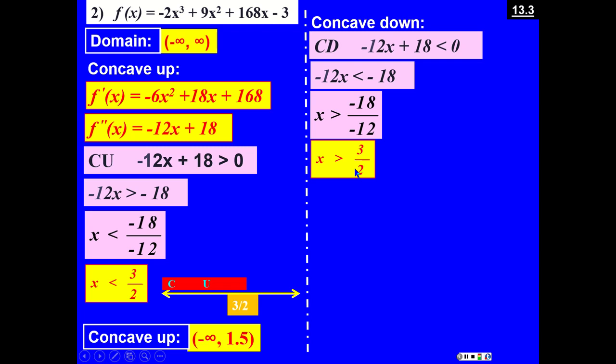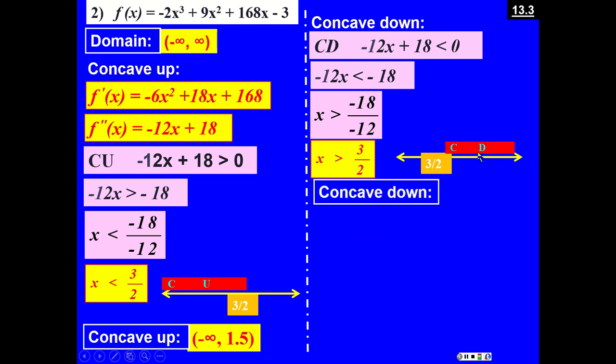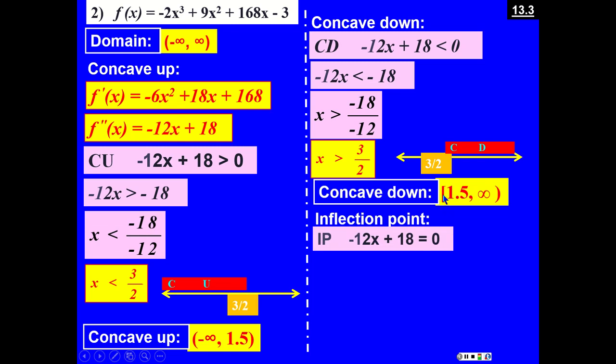If you want, again, you can just jump to the answer, or do the same things you did before. You can draw the line, label 3/2, and shade the right side. Then my concave down is going to be from 3/2 or 1.5 to positive infinity. Now, the reason I indicate the bracket next to the 1.5 is because in order for you to find the inflection point, there are two things you have to pay attention to.